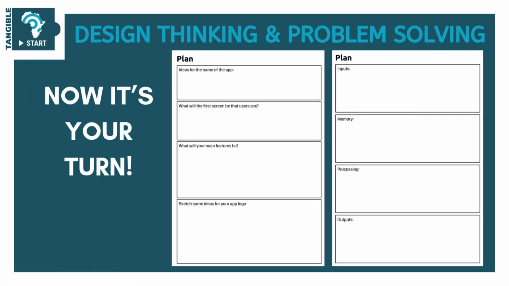Now it's your turn. Start planning out your app. You're going to come up with a name for your app. You're going to decide what the first screen is that the users will see, what your main features of your app will be, and you can use your brainstorm to fill that in, and maybe sketch some ideas for the app's logo. And then you can plan what the inputs, the memory, the processing, and the output of your app is going to be.